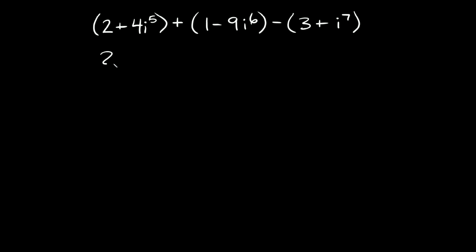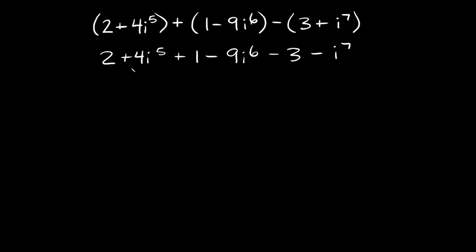So we could just say 2 plus 4i to the fifth. Here, there's no negative sign out in front of these parentheses, right? So we could just drop those also. So here we're going to say plus 1 minus 9i to the sixth. And then here we do have a negative sign, so we're going to distribute this in here. So here we're going to get minus 3 minus i to the seventh.